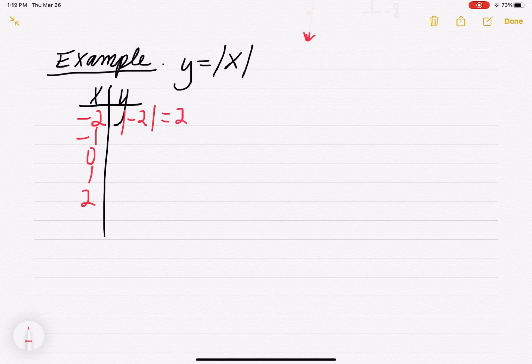Remember, absolute values kill off negatives. And absolute value of negative 1 is going to be 1. The absolute value of 0 is going to be 0. Absolute value of 1 is going to be 1. Remember, absolute values don't affect positive numbers or 0. They only affect negative numbers. And absolute value of 2 is going to be 2. So here I have my solution points.